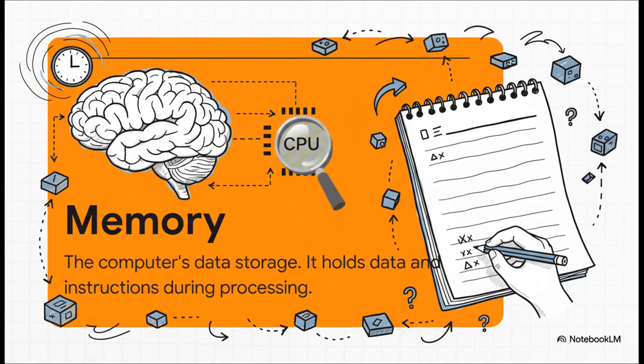So, if the CPU is the brain, then you can think of memory as its workspace, like its desk or a scratch pad. It's where the computer keeps all the data and instructions that the CPU needs, like right now, for whatever task it's working on.